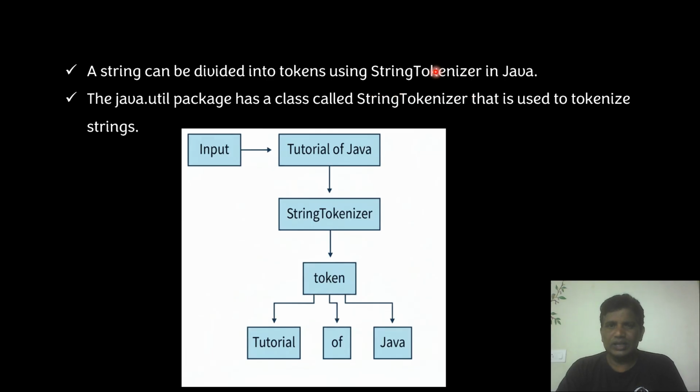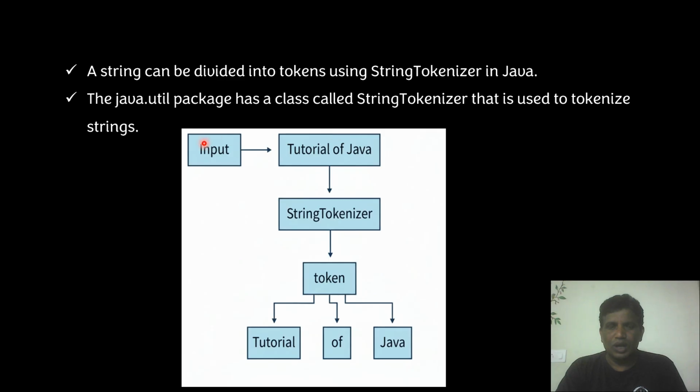But what is a token? A token is represented as a part of the string. It can also be called a word, or a keyword. The StringTokenizer class is placed in the util package. If you want to use the StringTokenizer class in your application, we must import the util package.